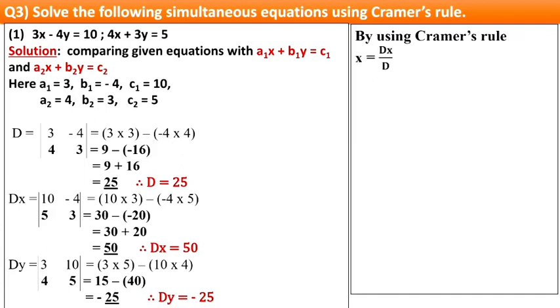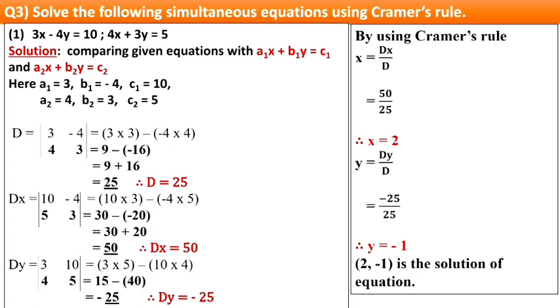So to find the value of x, the formula is Dx upon D. So Dx value is how much? 50 and D value is 25. So 25 1s are 25, 25 2s are 50. So x value equals 2. In the same way, y equals Dy upon D. Dy value is minus 25 and D value is 25. 25 1s are 25. But here the minus sign is given, so y will be minus 1. So x value is 2 and y value is minus 1. So 2 and minus 1 is the solution of the equation.